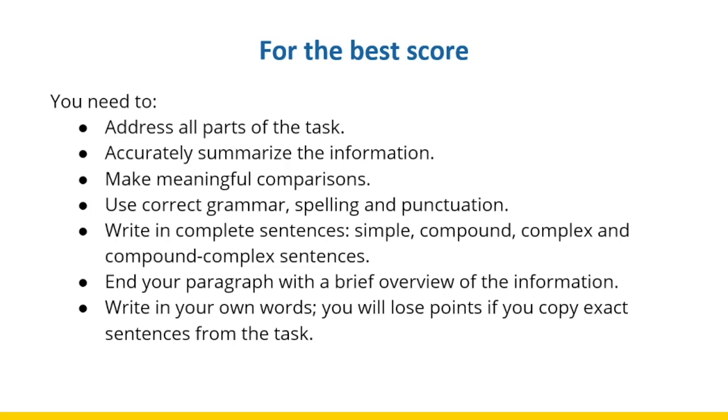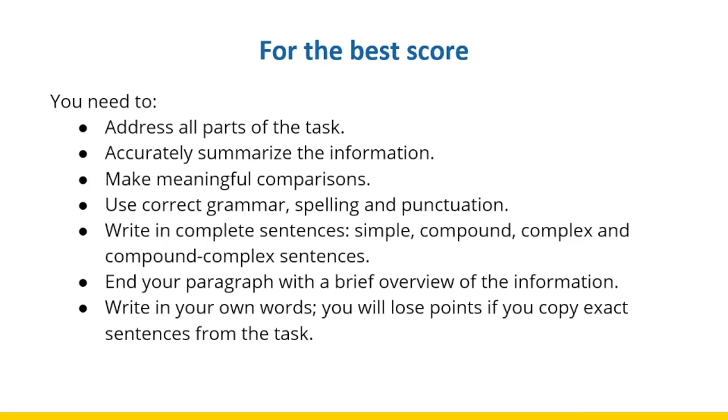Also, use correct grammar, spelling, and punctuation, and write complete sentences. As you probably studied in your grammar class, we have four different types of sentences: simple, compound, complex, and compound-complex sentences. In order to get a better score, you have to make sure you have at least one of each. And try to end your paragraph with a brief overview of the information. So for example, if you have only one or two body paragraphs, try to end them with a brief overview of each paragraph and what you're presenting in that body paragraph.